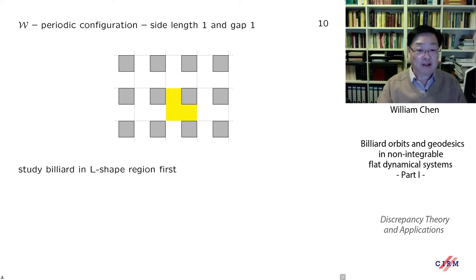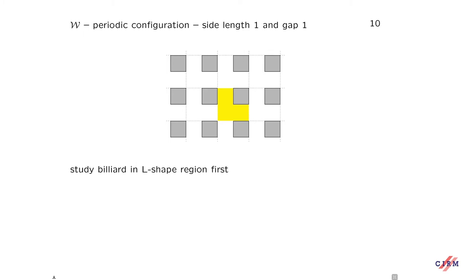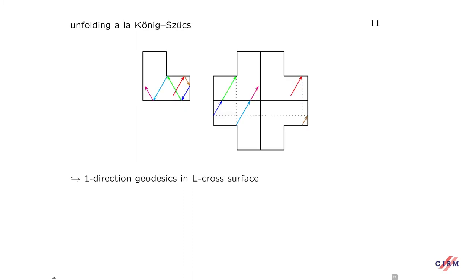Let's go back and look at this periodic configuration. We can see that the building block of this configuration is the L shape, which is highlighted in yellow color. So let us study billiards in the L-shaped region first and see what we can do. Well, first of all, since we are playing billiards, let's convert the problem to a problem on one direction geodesics. So we follow Kenyon and Smillie, their idea, and end up with what we might call the L cross surface on the right hand side.